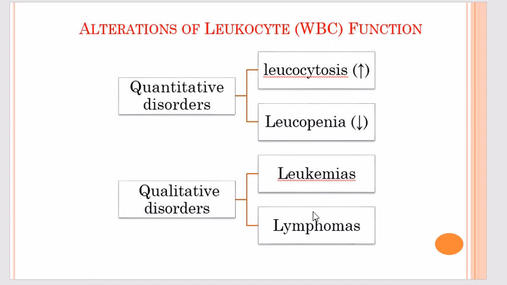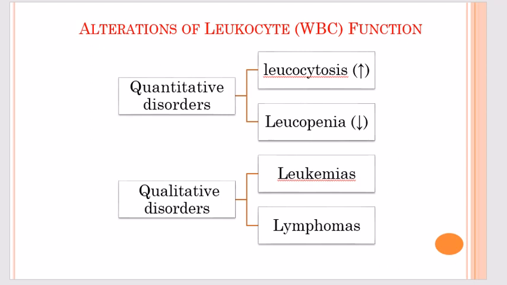In the case of quantitative disorders, we have two different types. We have leukocytosis and leukopenia. Leukocytosis is an increase in the number of white blood cells, and leukopenia is just the opposite, a decrease in the number of white blood cells. With qualitative disorders, this means that the white blood cell count itself may be normal, but the quality is altered to some extent, and they can't function as well as they should. And these include leukemias and lymphomas, which we will speak about shortly.